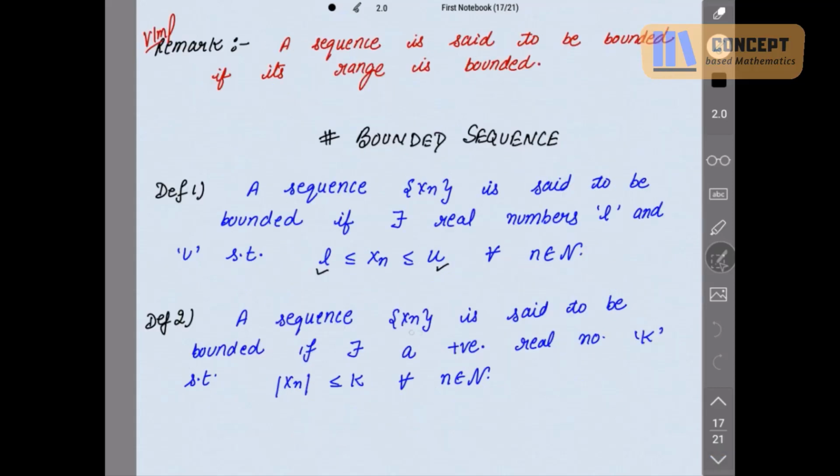The second definition is: a sequence xn is said to be bounded if there exists a positive real number k such that the modulus of the elements of the sequence xn is less than or equal to k for all n belonging to the natural numbers. So these are the two definitions for a bounded sequence.